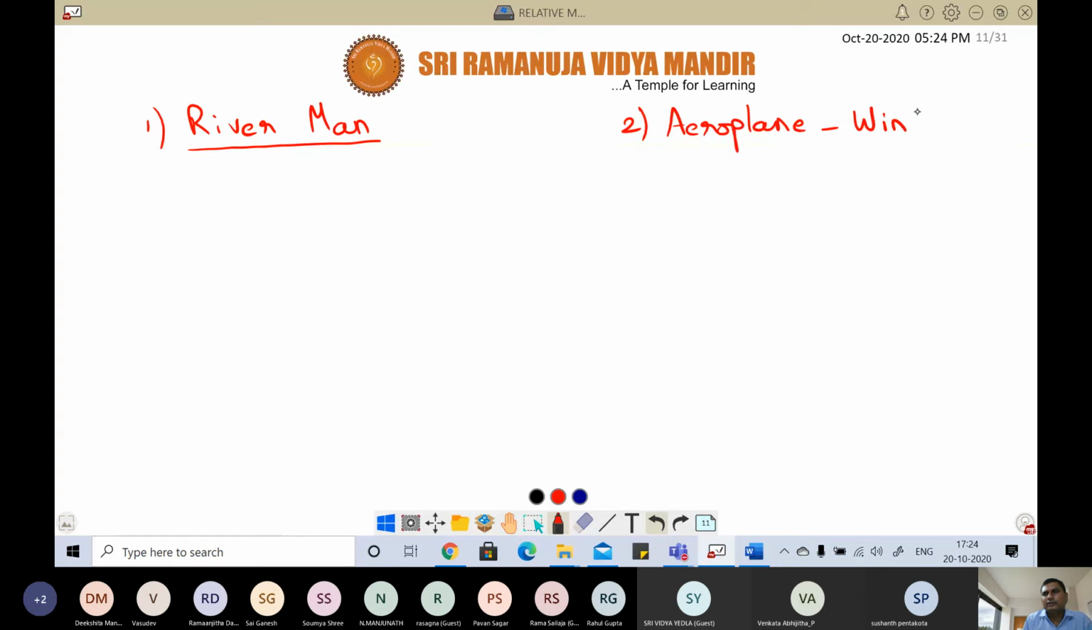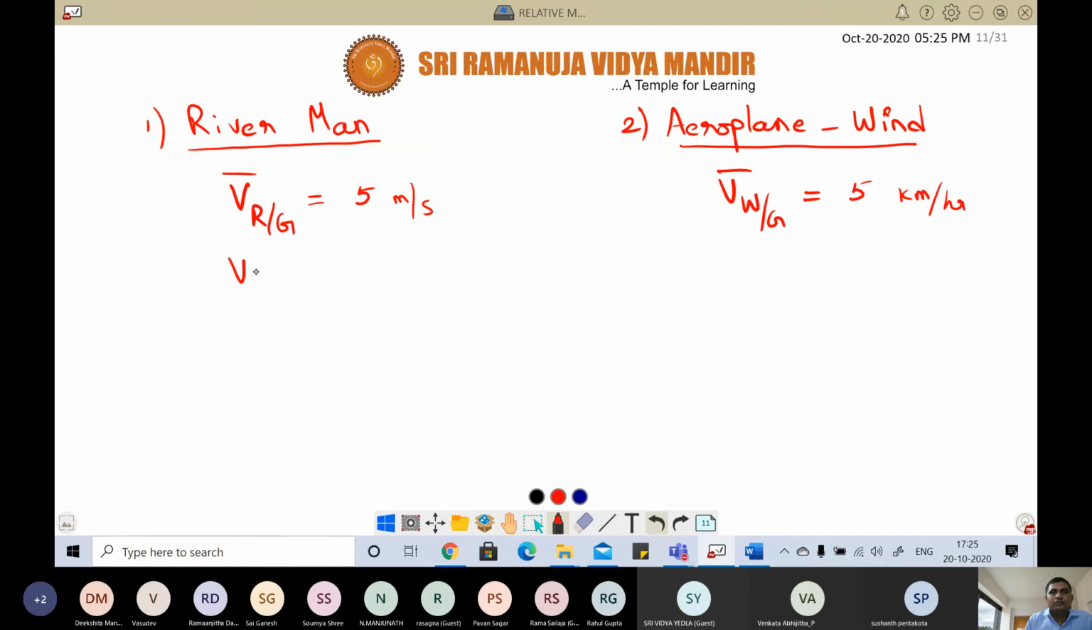There is no separate particular explanation for this, because once you understand the river one, this is similar. Here we have 3 quantities. First one is velocity of river with respect to ground. Here we'll have a similar quantity, velocity of wind with respect to ground, they'll give. Just like 5 meters per second they give river velocity, here maybe 5 kilometers per hour. Then we have velocity of man with respect to river, maybe 3 meters per second.